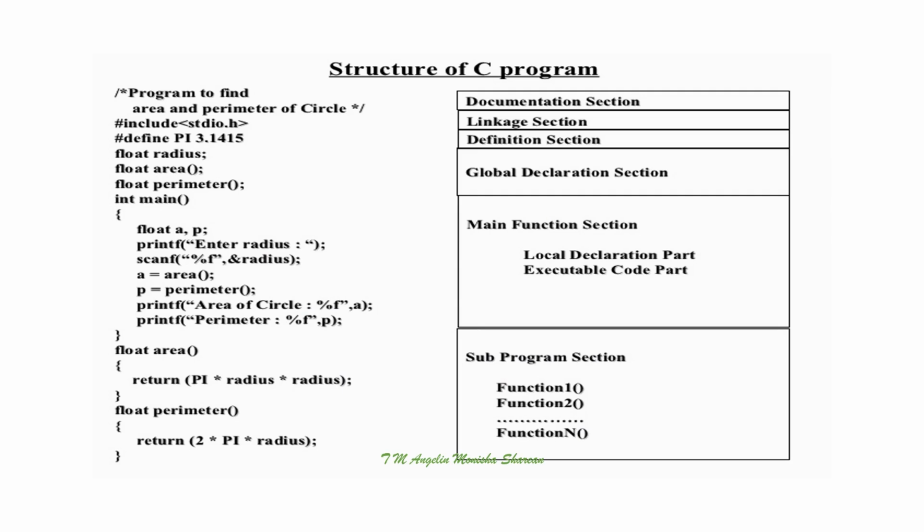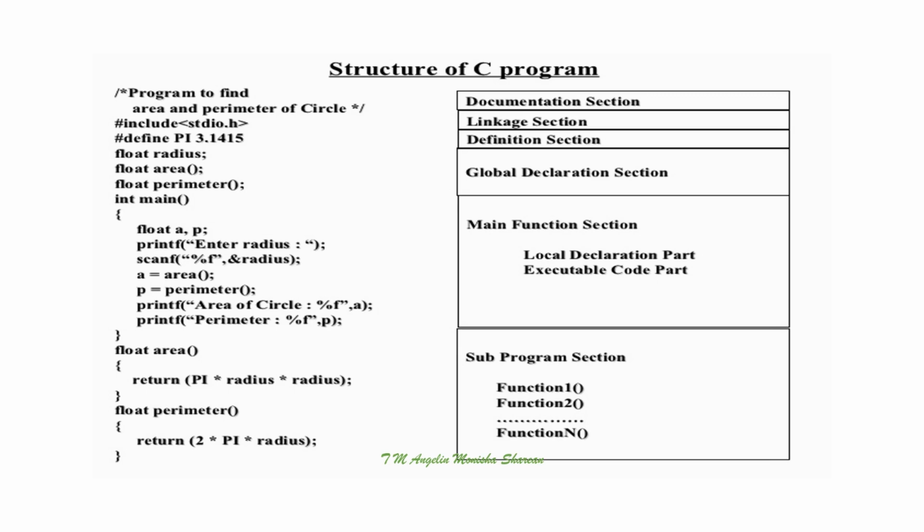Now we can see an example of a C program compared to the structure. In the documentation section, we have a description that it is a program to find the area and perimeter of a circle. In the linkage section, it has included the standard IO header file, and in the definition section, it has defined a constant value for pi. And in the global declaration section, it has a single variable named radius declared as float, and two functions which are the subfunctions included in this program, area and perimeter.